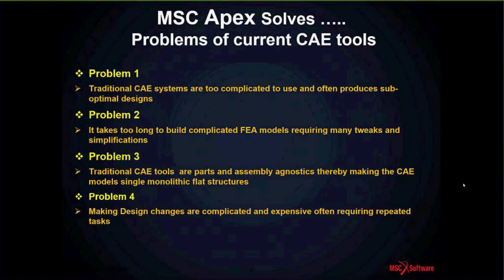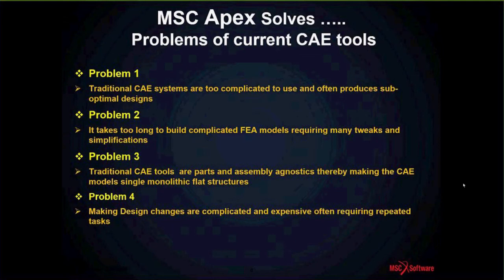Secondly, for such a large structure where there are thousands of parts and sub-assemblies, it is very complicated to build FEM models that can provide useful results quickly. Number three, the current CAE systems are parts and assembly agnostic. What does it mean? Once you build a simulation model, it becomes a single monolithic flat structure, thereby it loses the original product structure.